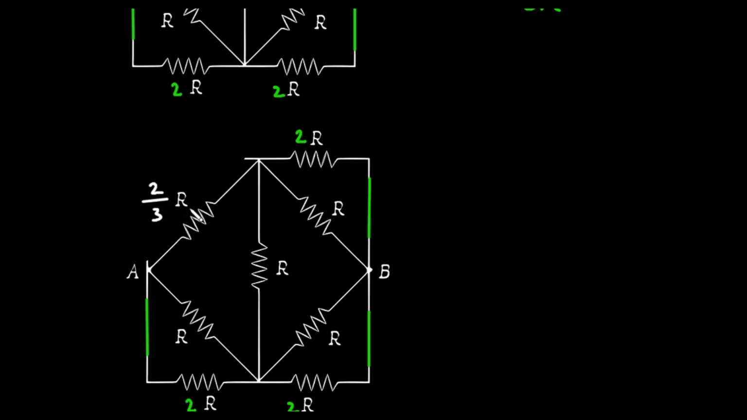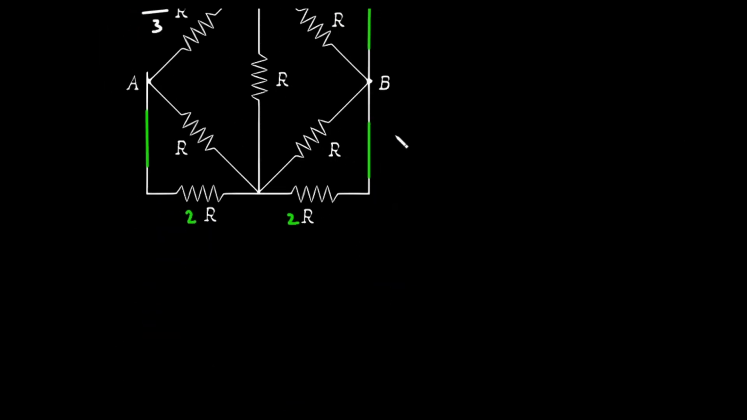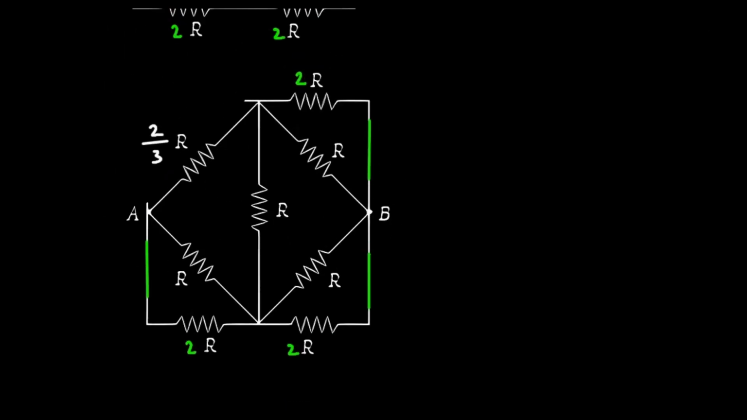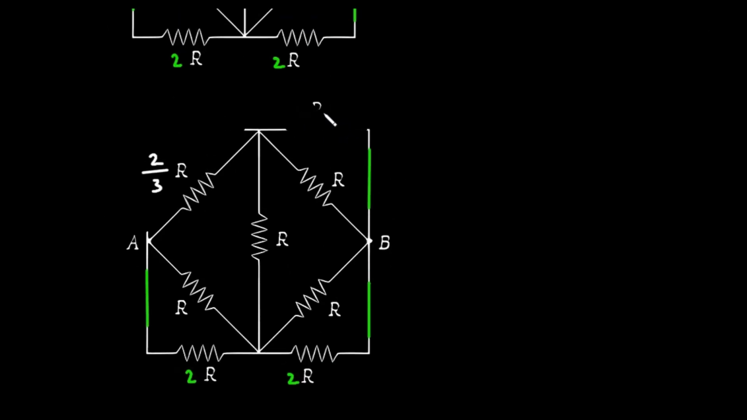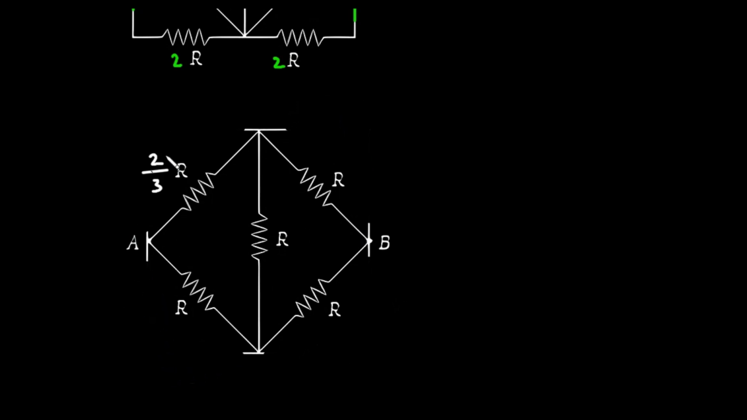2 by 3 R. Now here all are same, that means 2R parallel with R. Here also 2R parallel with R and 2R parallel with R. So let's erase all of them. And in place of R, we can put 2 by 3 R. So let's put 2 by 3 R. Here also it will be 2 by 3 R and here also it will be 2 by 3 into R.